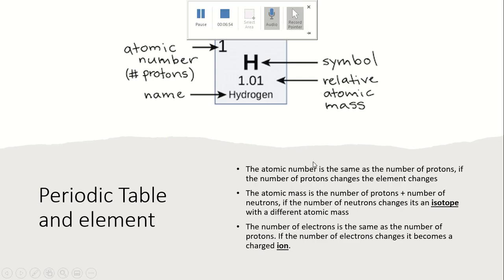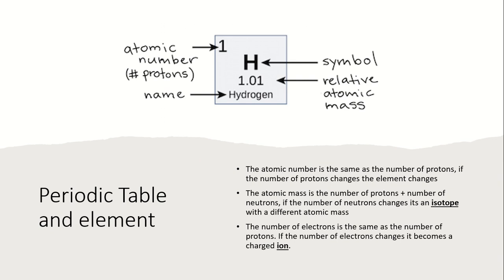So how do we figure out the number of protons, neutrons, or electrons? The atomic number is the same as the number of protons. So here we have hydrogen with an atomic number of 1. That means it has 1 proton. If the number of protons change, then the element changes. So if this number changes to 2, it will become a new element that we call helium.